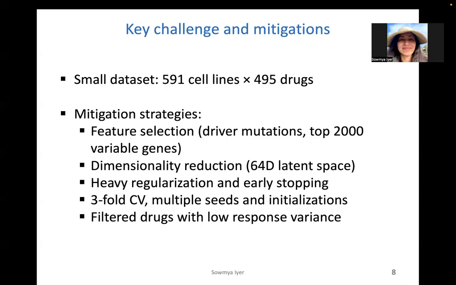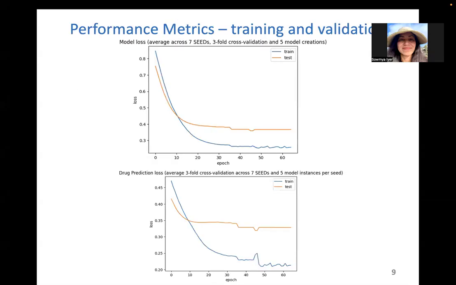If their drug response was flat, for instance, there's no variability. So I filtered out those drugs that have low response variance. And here's the performance metrics on training and validation. This is something that was taught in class, and I was very excited to use it. So this represents the average across 7 seeds, threefold cross validation, and 5 model instantiations.